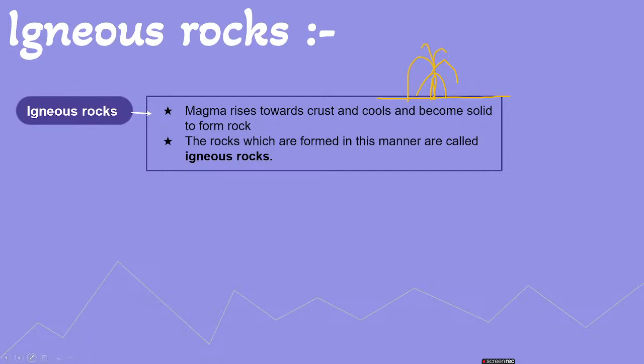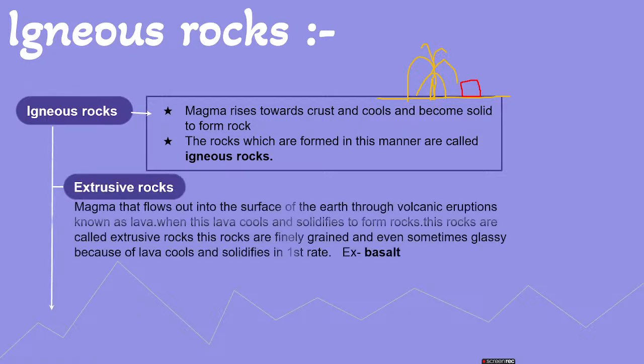This is the earth's crust, right? So this is going to cool on the earth's crust and form as rocks. The rocks which are formed by solidification of a magma are called igneous rocks. But if they are formed on the crust, on the earth's surface, then they are called extrusive igneous rocks. So this rock is an extrusive igneous rock.